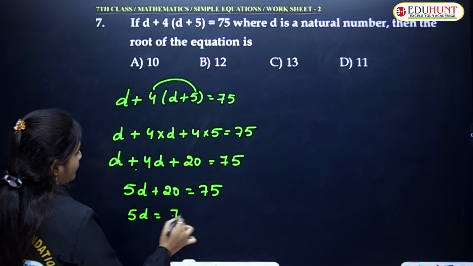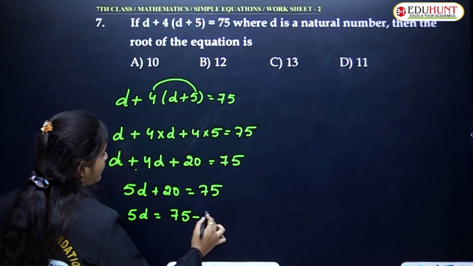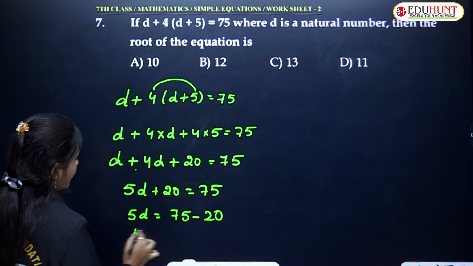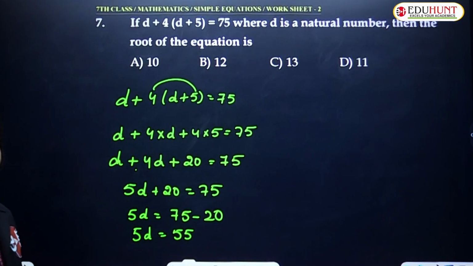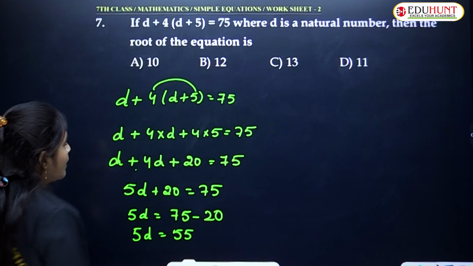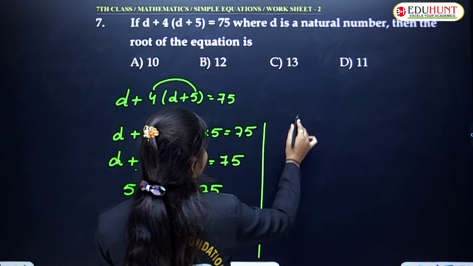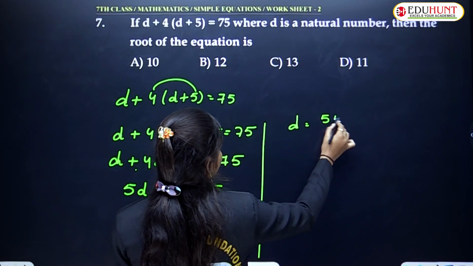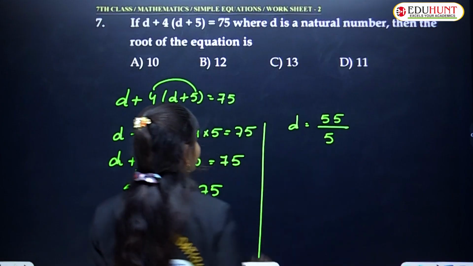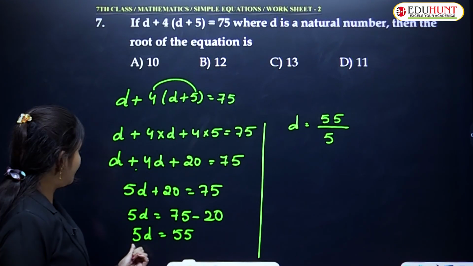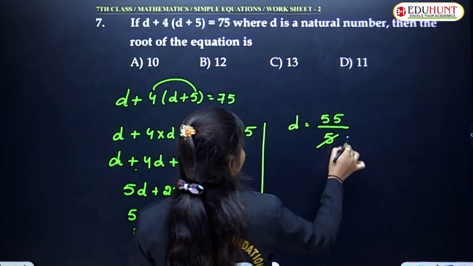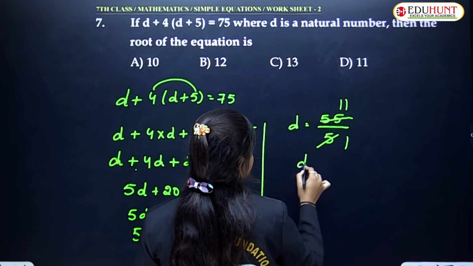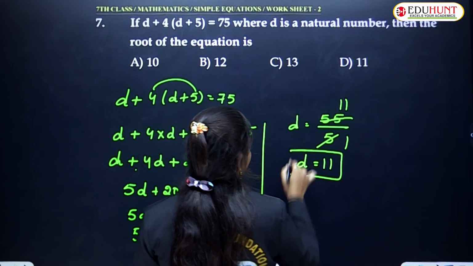5D is equal to 75 plus 20, which becomes minus 20. Then here 5D is equal to 55. From this, the D value: D is equal to 55 by 5. Understand? Okay. Multiplication becomes division. 5 ones are 5, 5 elevens are 55. Finally, D is equal to 11.